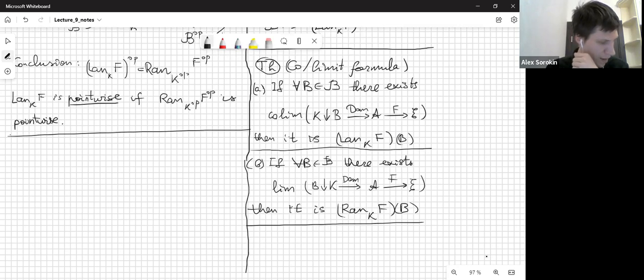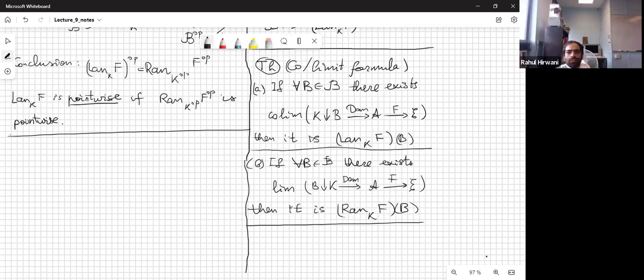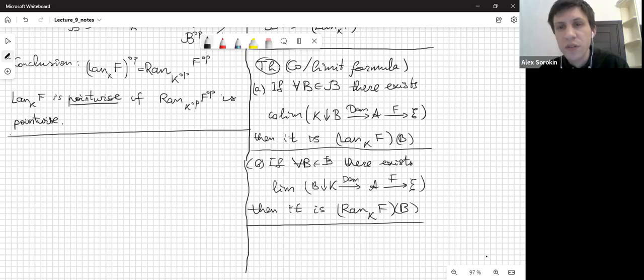Okay. And now, so the small b, does that mean the constant functor into the category B? That's it? Again, who is constant?